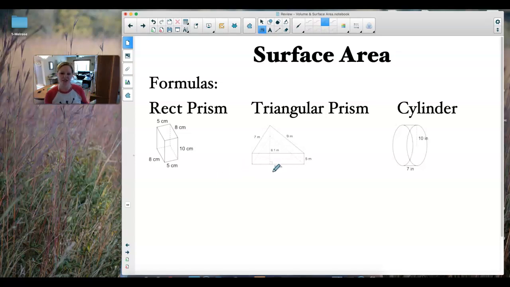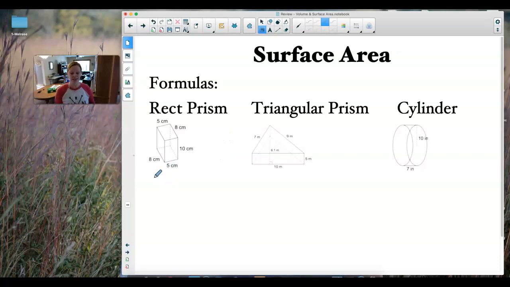All right, you guys, last video for the day. The last thing we need to talk about is surface area of prisms and cylinders. So as far as formulas go, remember we didn't really have a specific formula for each of these. It was more of a process. So we don't have a formula, but let's start with the first one, the rectangular prism.